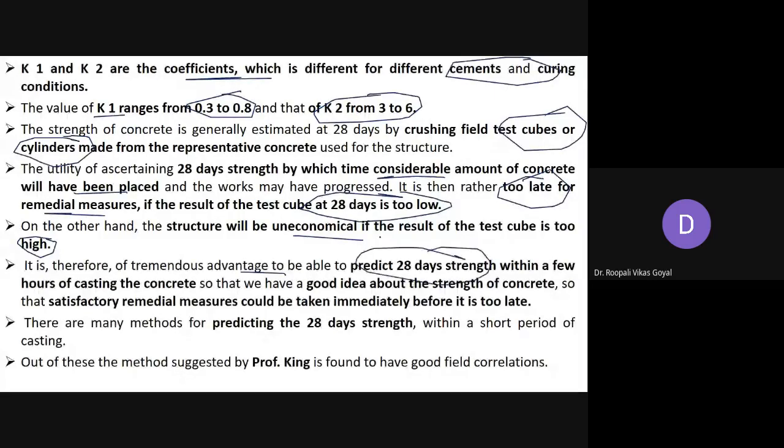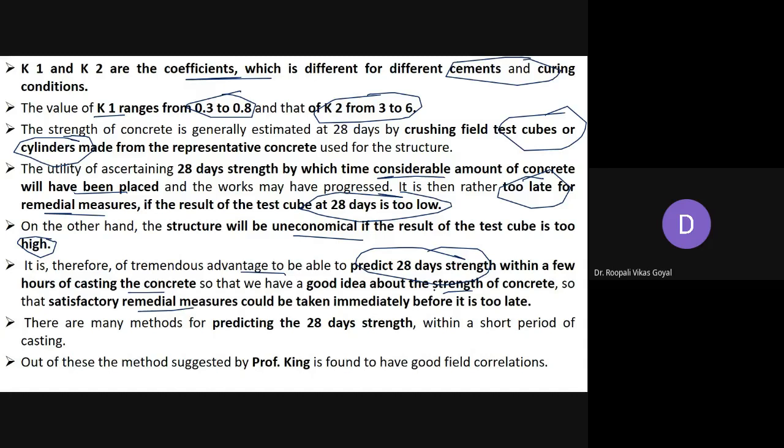We have discussed 7 days and beyond, but you can also predict the strength of the concrete within a few hours of casting, so that we have a good idea about the strength of concrete. So if you want to apply remedial measures, they can be taken immediately before it's too late.